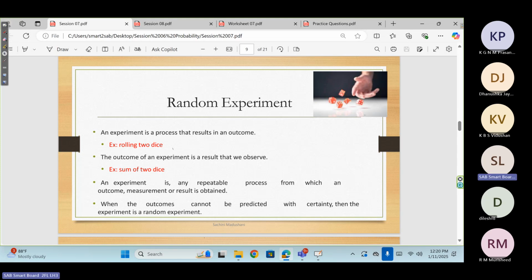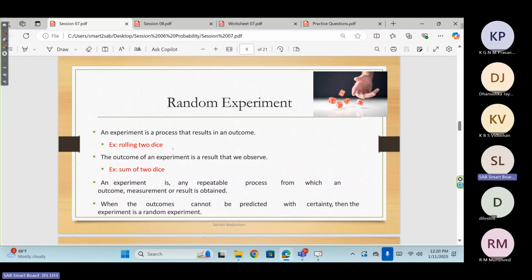The other word in here is outcome. What is the outcome? Outcomes are the results that we observe. Rolling a dice, we can observe the numbers 1 to 6. These are the outcomes. Tossing a coin, we can get head or tail. These are the outcomes.